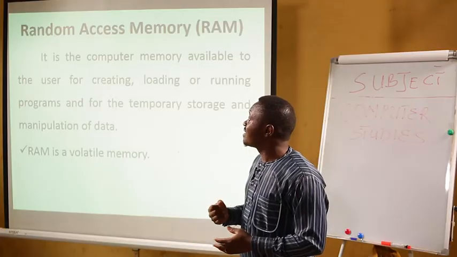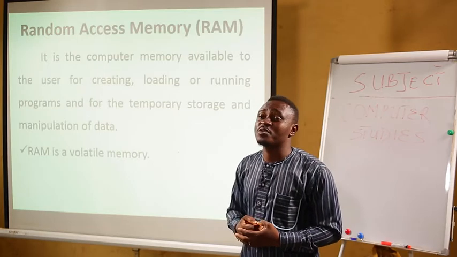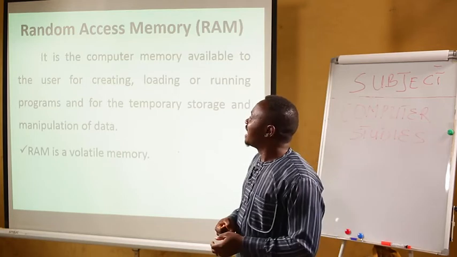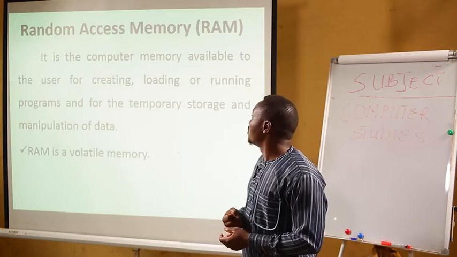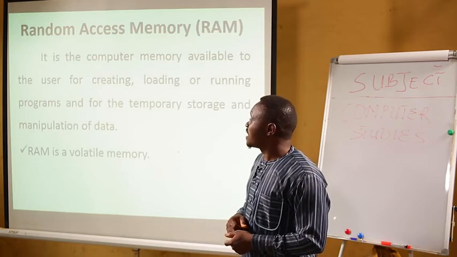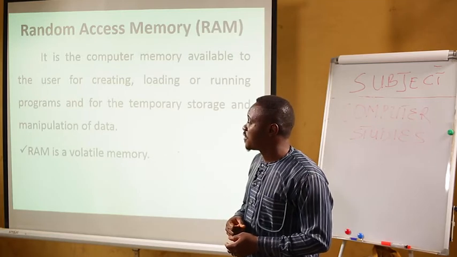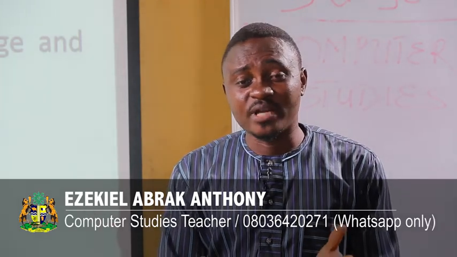The number one is the random access memory, that is the RAM. If you are asked what's the full meaning of RAM, RAM stands for the random access memory. It is a computer memory available to the user for creating, loading, or running programs, and for the temporary storage and manipulation of data. Just like I said earlier on the motherboard, the RAM is one of the memories that is kept very close to the central processing unit.